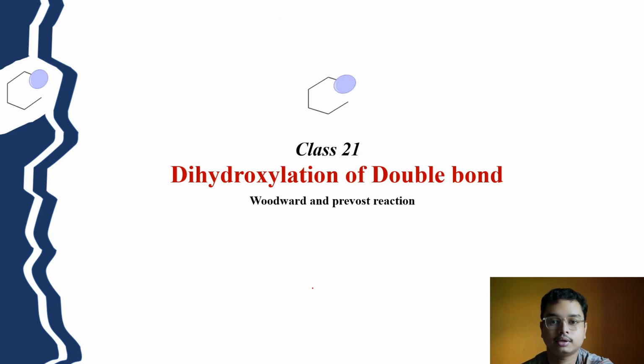So with this, we have to end this particular class. I hope you will understand this particular class. So in the next class, we are going to talk about two name reactions that are useful for synthesizing 1,2-diols from alkenes. That is the Woodward and Prevost reaction.